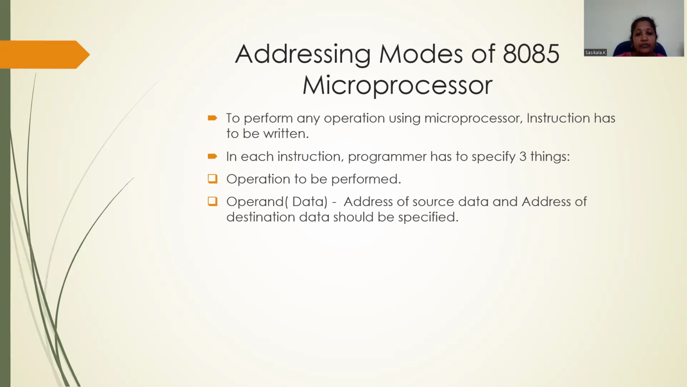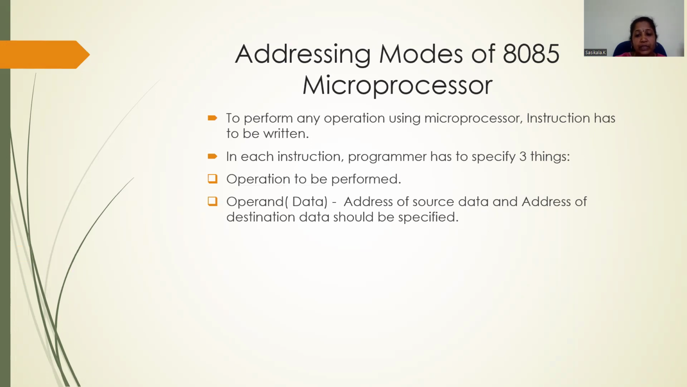First, in order to perform any operation, the instruction has to be written. In each instruction, the programmer has to specify three things. The first one is the operation to be performed, that is, what type of operation, whether it is an addition, a data transfer, a subtraction, or any logical operation. Whatever it may be, first we need to give the operation to be performed, and the next one is the operand.